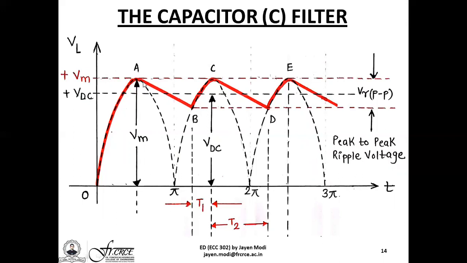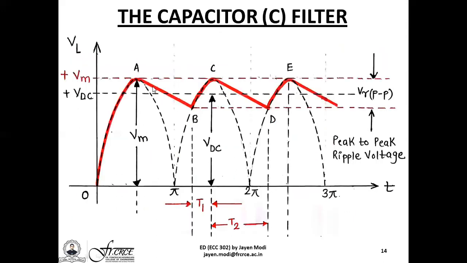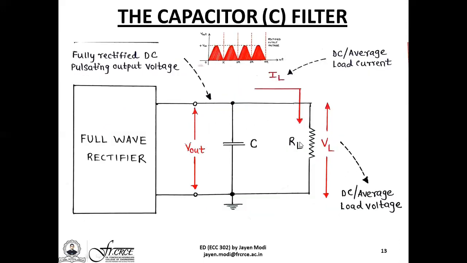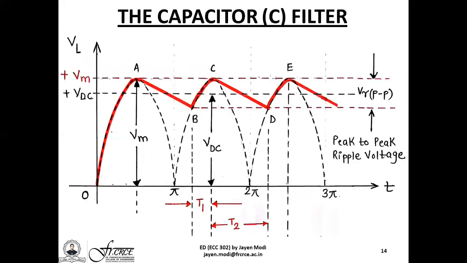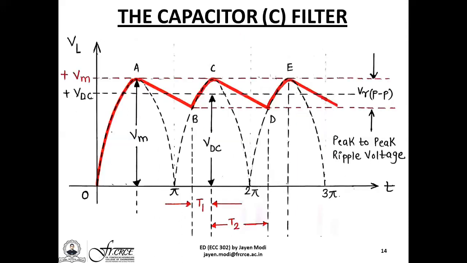The slope of this discharge path is completely dependent upon the value of the load RL. If RL is very small, C will discharge rapidly, and this curve will be very steep. However, if the RL value is extremely large, C will naturally take a very long time to discharge, hence this curve will have a lesser slope. So no matter what the value of RL is, C will definitely discharge through RL. So C will now discharge, and it will come down to point B.